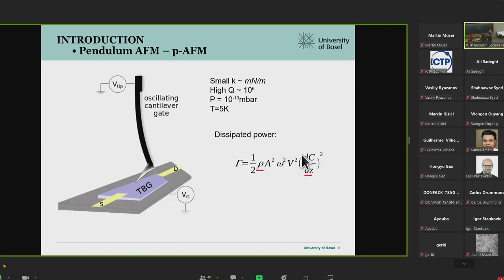You see also that there are capacitance gradients in the formula. That means that if the quantum capacitance of the device changes, so the density of states of this device changes, this should also lead to a rise of dissipation. If you remember the two measurements I showed you at the beginning, the transport measurement of resistance and the capacitive measurement of capacitance, it's not so surprising that, just looking at the formula, the pendulum AFM should detect these correlated insulating phases of twisted bilayer graphene.